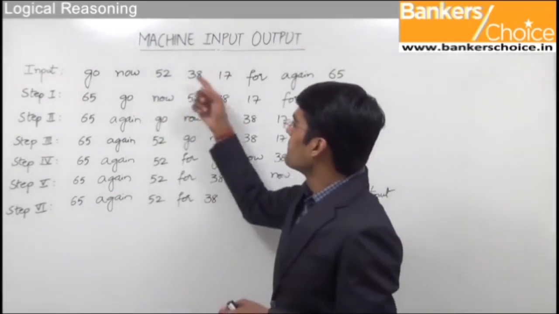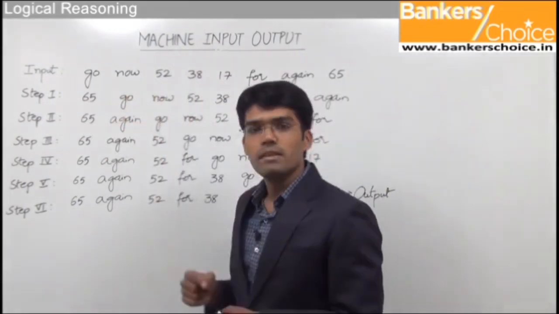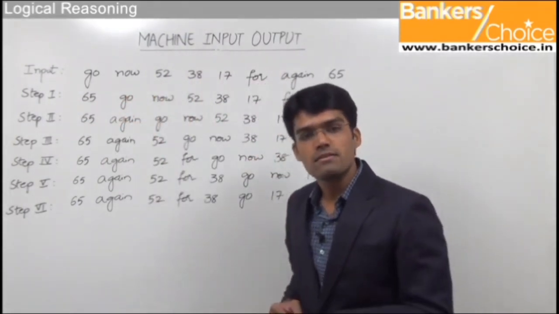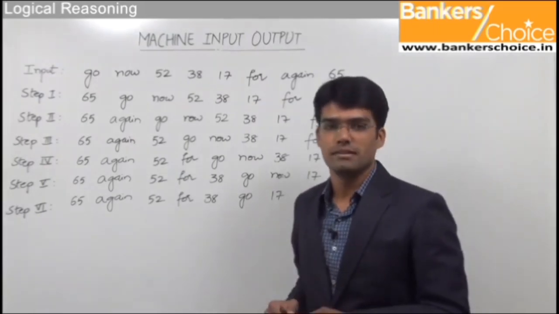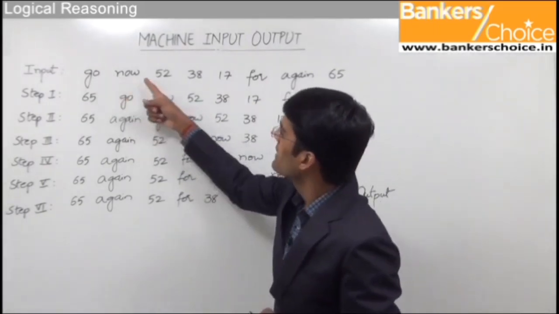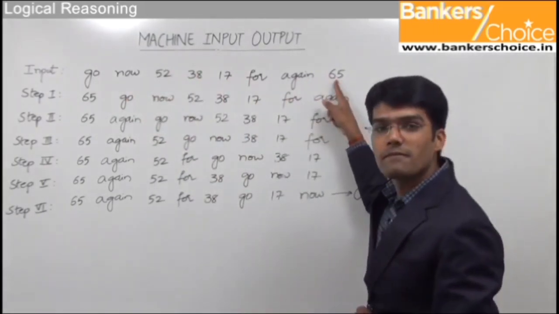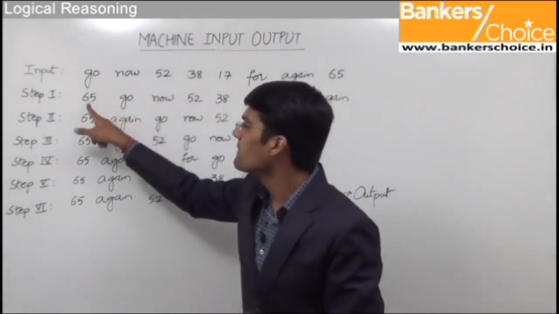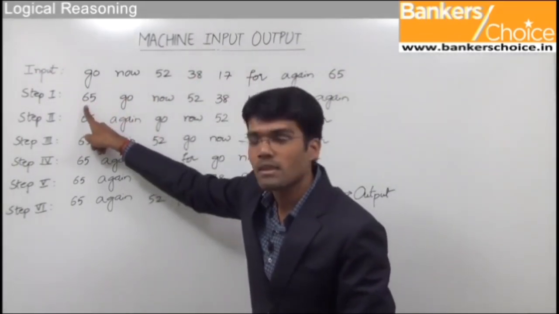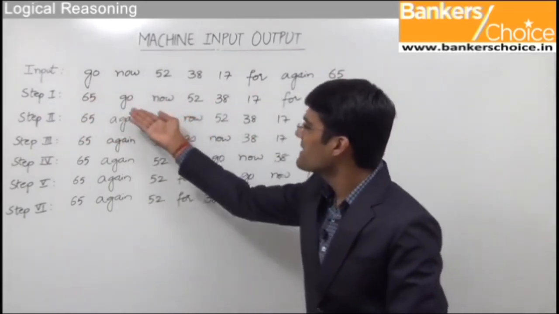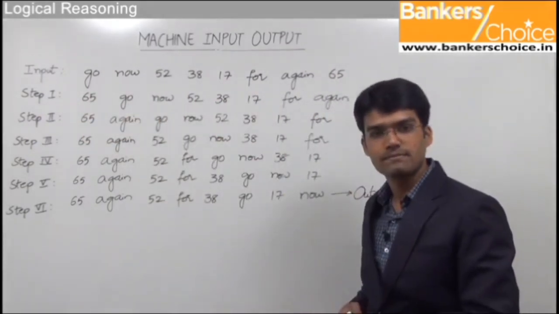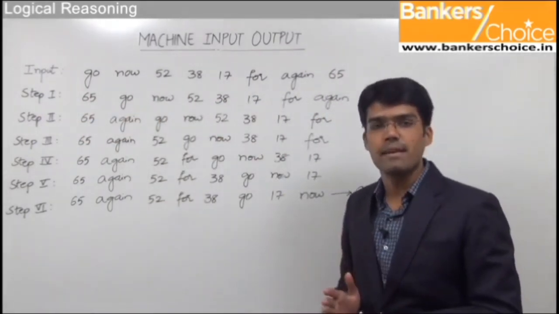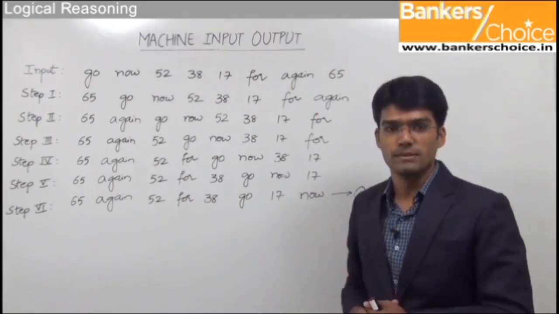So from the given input, if you look at step 1, we know that the first position should be occupied by the highest number, and that highest number in the given input here is 65. So 65 is brought from the last position to the first position in step 1, and the remaining elements are simply pushed aside. That means in each step only one element is moved.